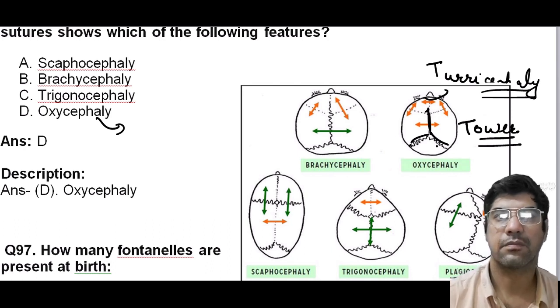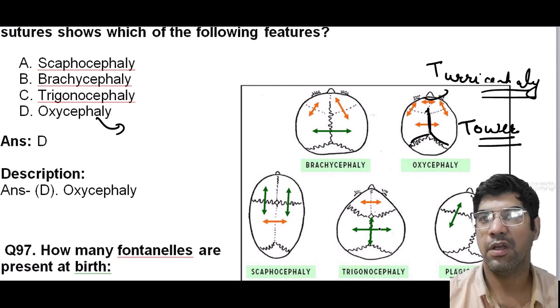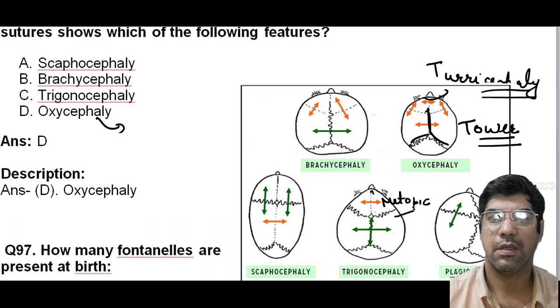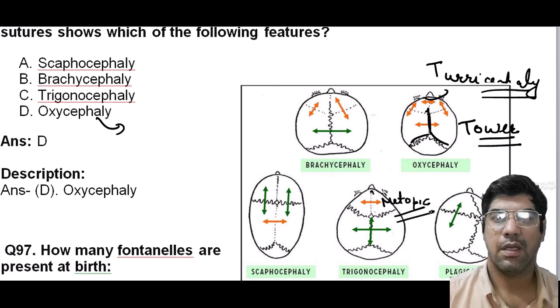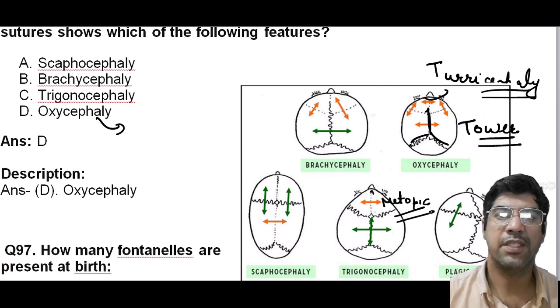sutures. Trigonocephaly involves the premature fusion of the metopic suture. That creates a triangular shape at the front of the skull that gives a pointed appearance of the forehead.